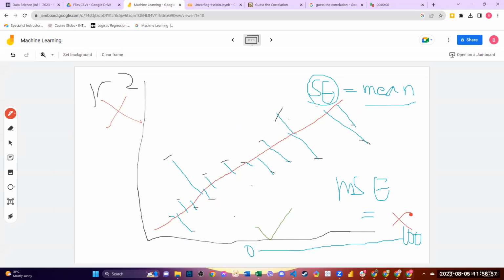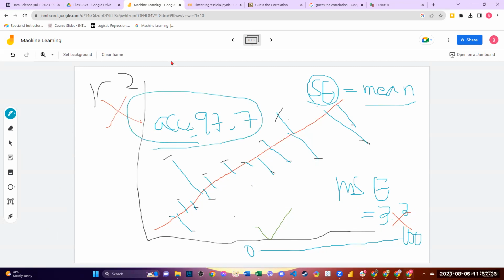Did you get that? The accuracy is the opposite of the error, right? The inverse of error is accuracy. So if you get 3.3 as your mean squared error, of course, your accuracy is the inverse of 3.3. So you get 97.7, right? So our accuracy is good.